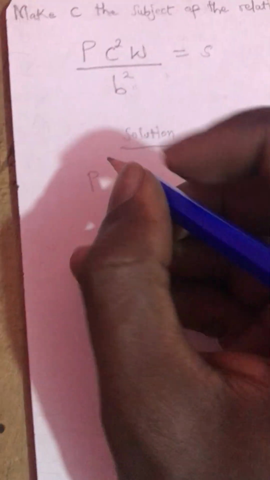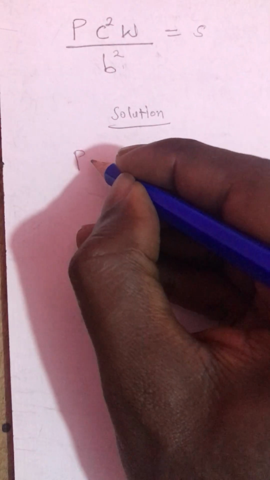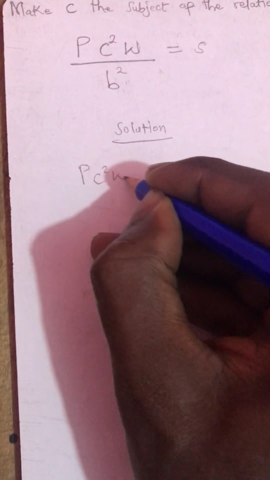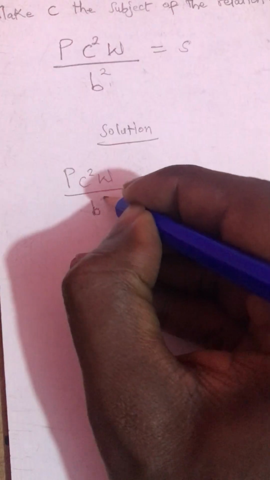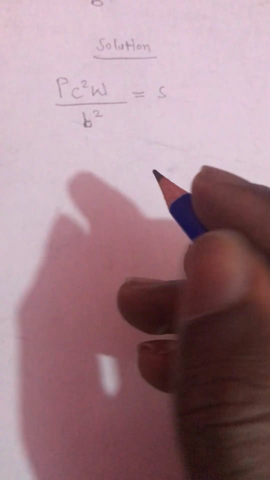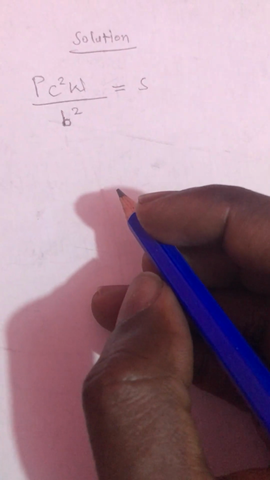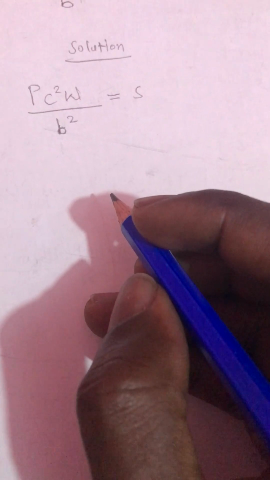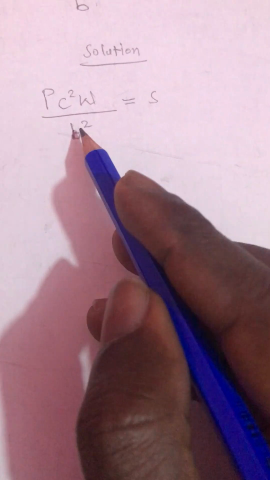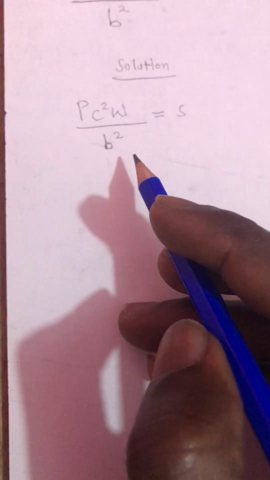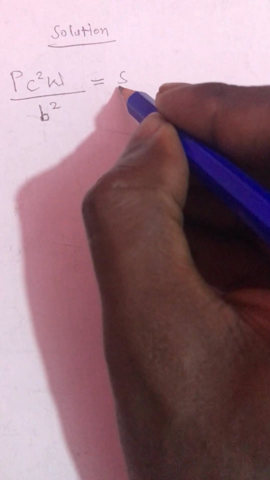Right, so our given equation is P multiplying C square W over B square equals S, right? So what we have to do is to multiply through by the LCM, which is B square. So our LCM is B square. Here, this S has an invisible one here, like this.